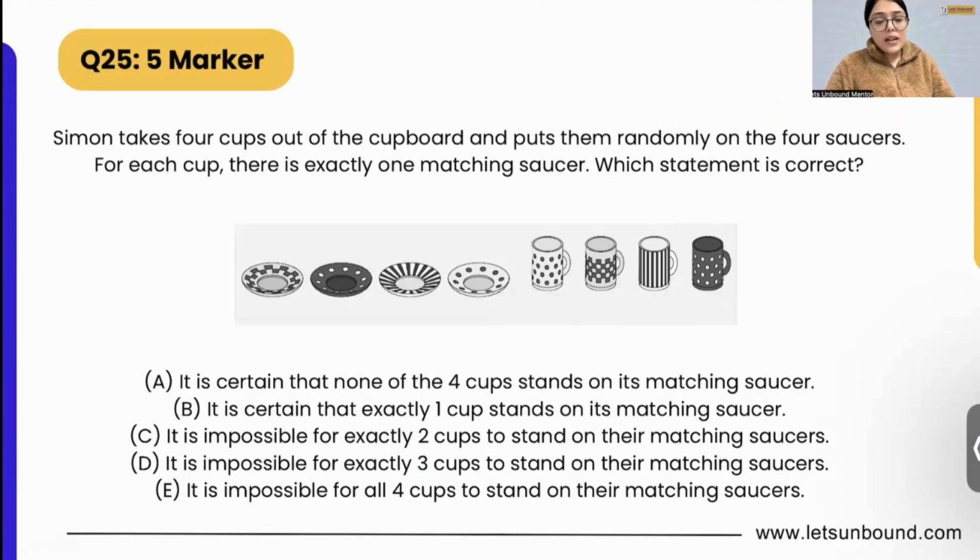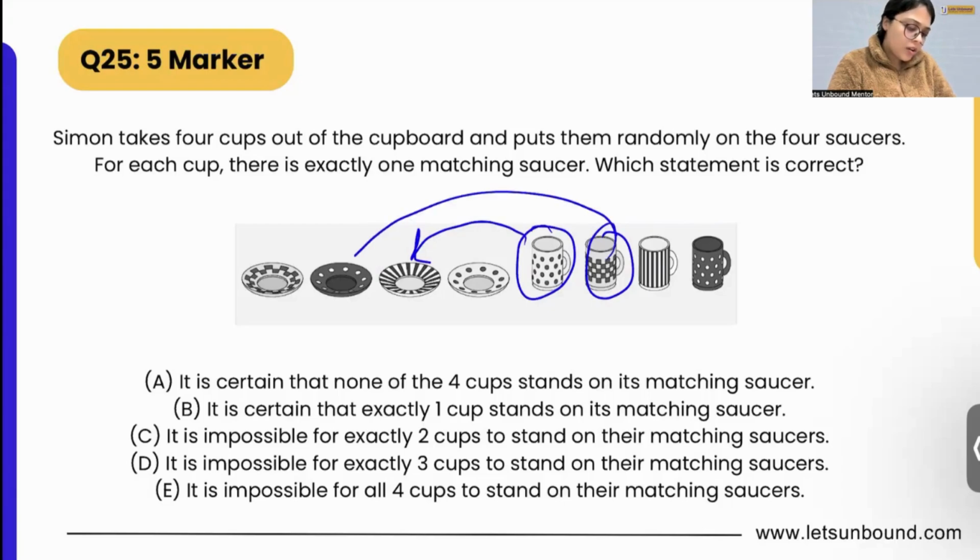Simon takes 4 cups out of the cupboard and puts them randomly on the 4 saucers. For each cup, there is exactly one matching saucer. Which statement is correct? The first statement says, it is certain that none of the 4 cups stands on its matching saucer. Do you think this is right? No, because even if you keep this cup on some other saucer, and this cup again on a mismatched saucer, that's fine, but we cannot say that none of the cups will be on its matching saucer.